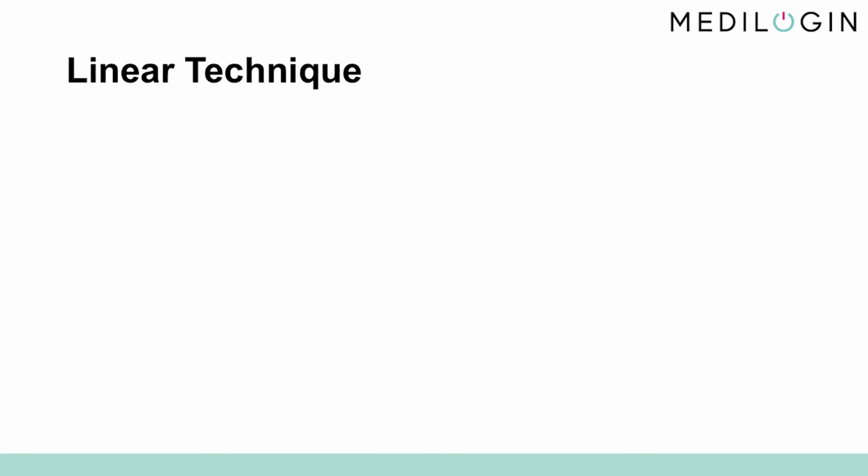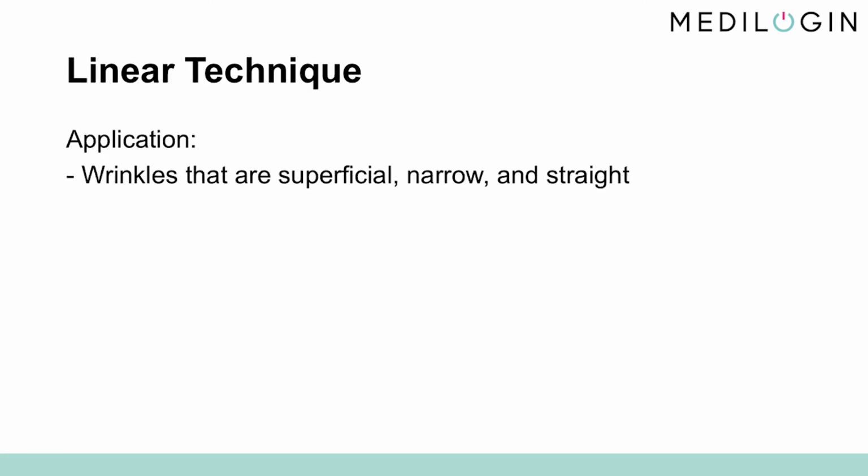Let's begin with the linear method, also known as the tunnel method, which is best used for superficial, narrow, and linear wrinkles. This is one of the basic methods for injection and should be used primarily with low viscosity hyaluronic acid.